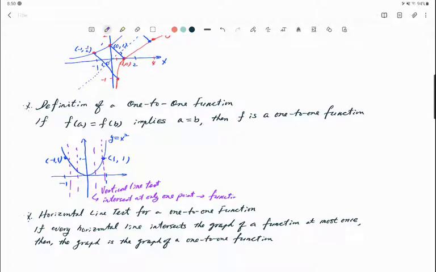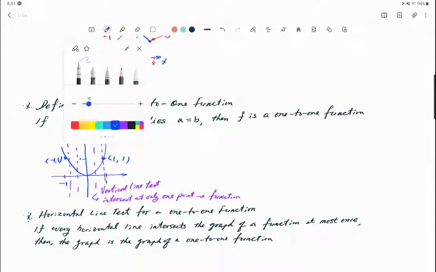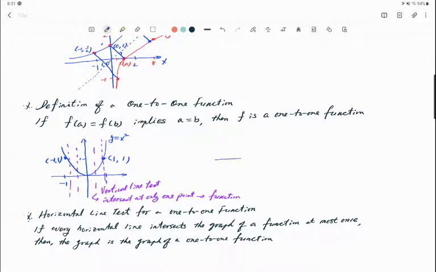So in order for the inverse of a function to be a function, we have to satisfy this function definition. So as I mentioned earlier, what's the graph of this inverse function?